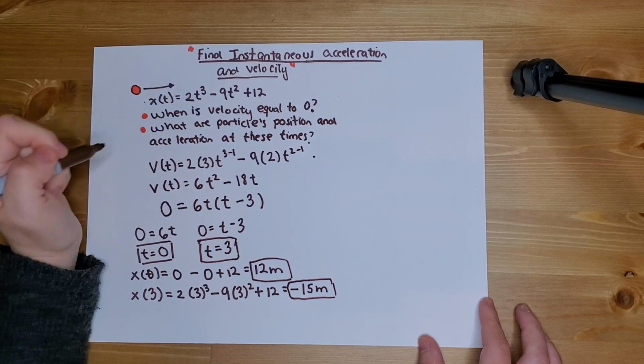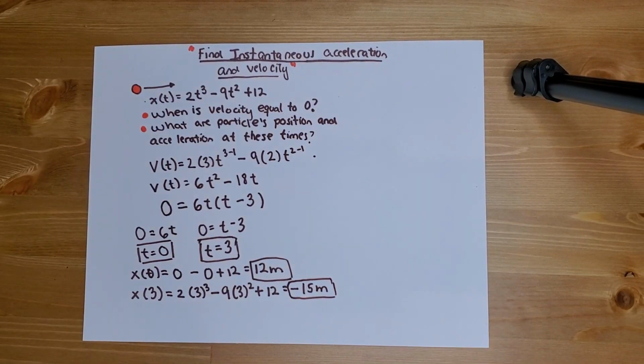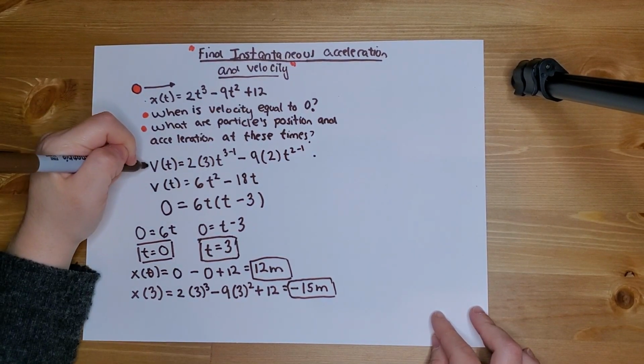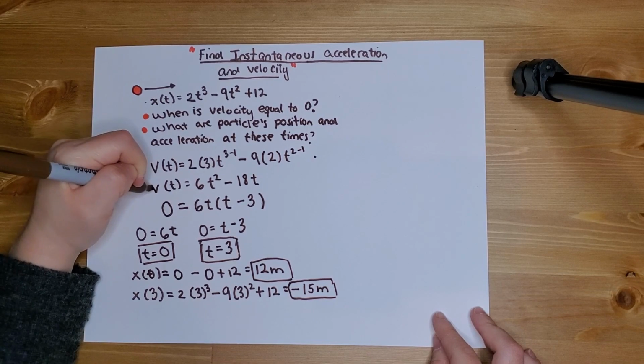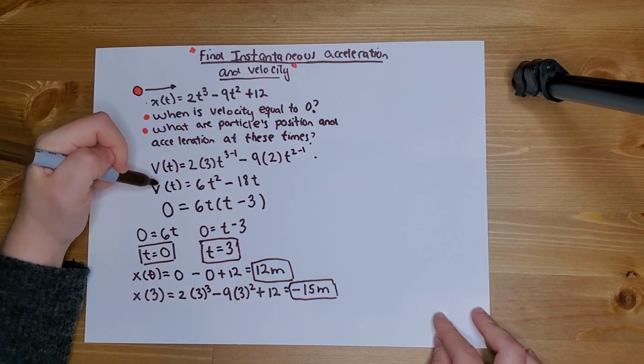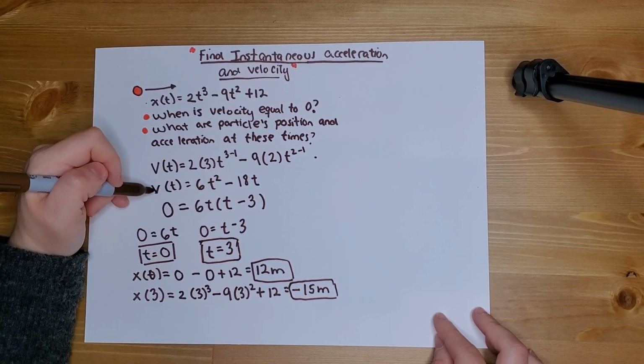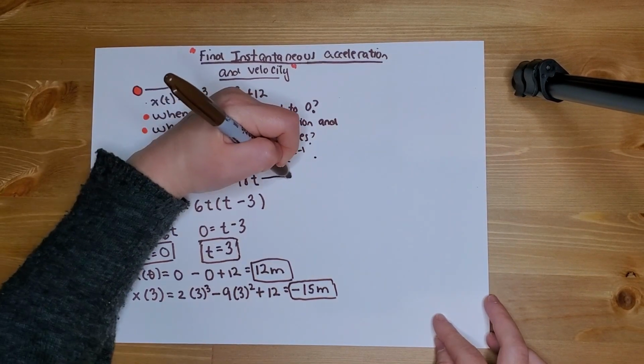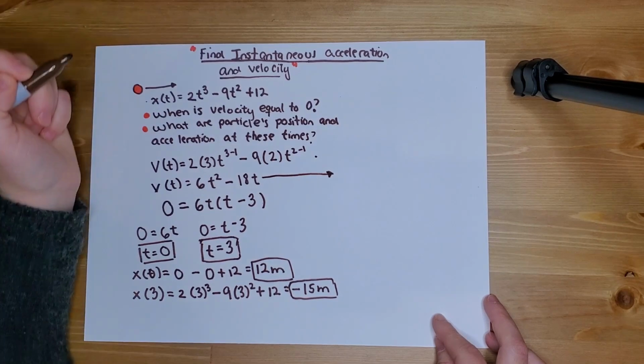So that was easy. For the acceleration, what you have to do is actually very simple as well. You just have to differentiate your velocity formula once again, because the change in velocity equals your acceleration, just like the change in position equals your velocity. So let's start from here and work from there.